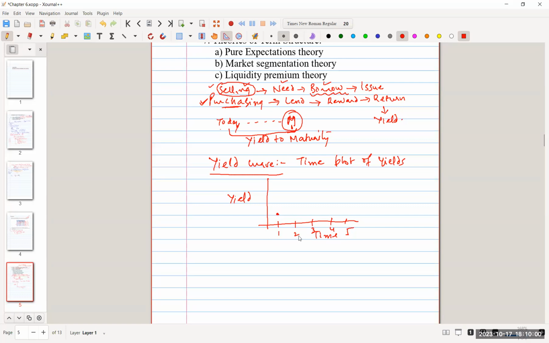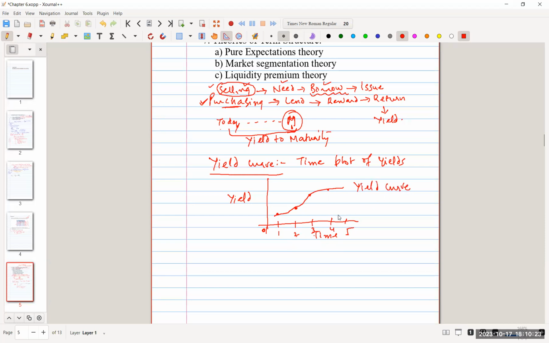And if you invest your money in a 2-year instrument, which you purchase now at time 0, and it will mature in 2 periods from now, and you can fetch this much return for that, and for a 3-year instrument this much return, or a 4-year instrument this much return, like that. So if you connect the dots, this becomes a yield curve.